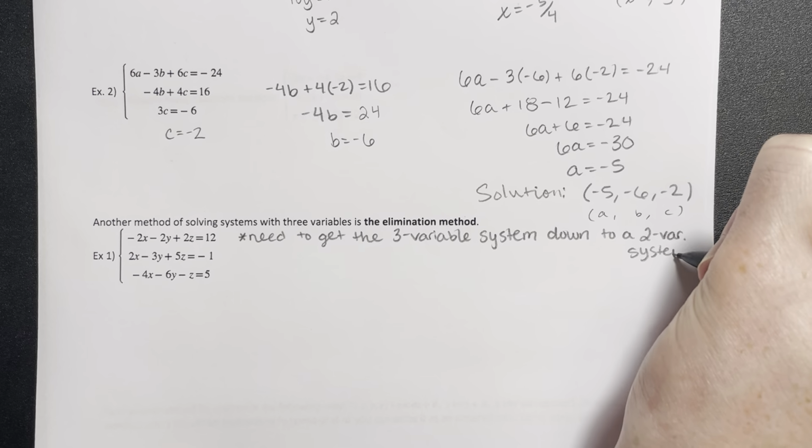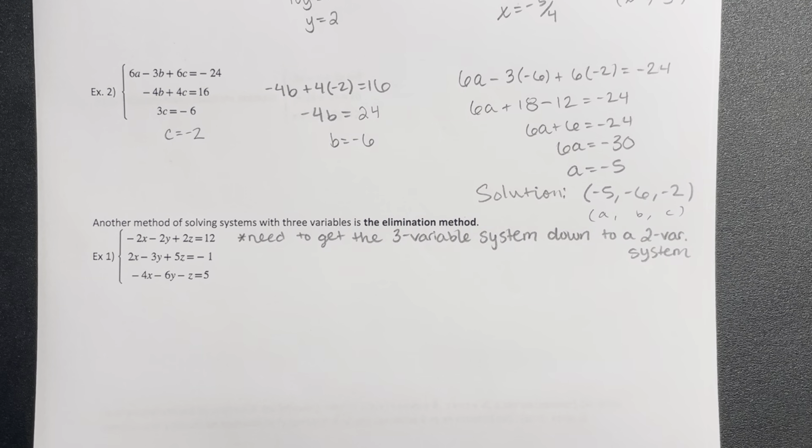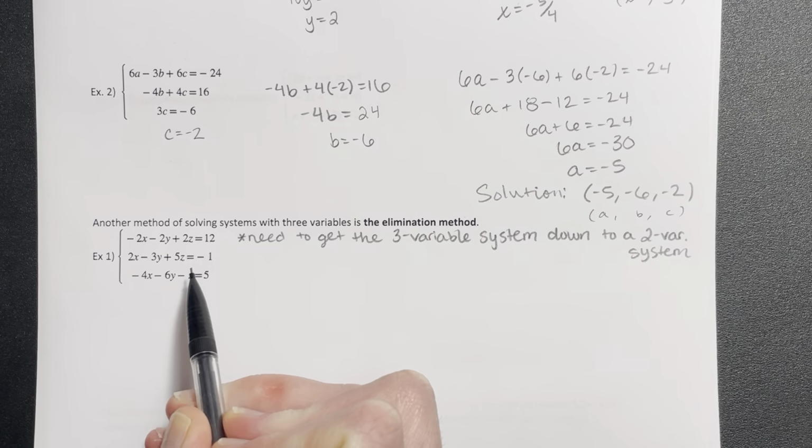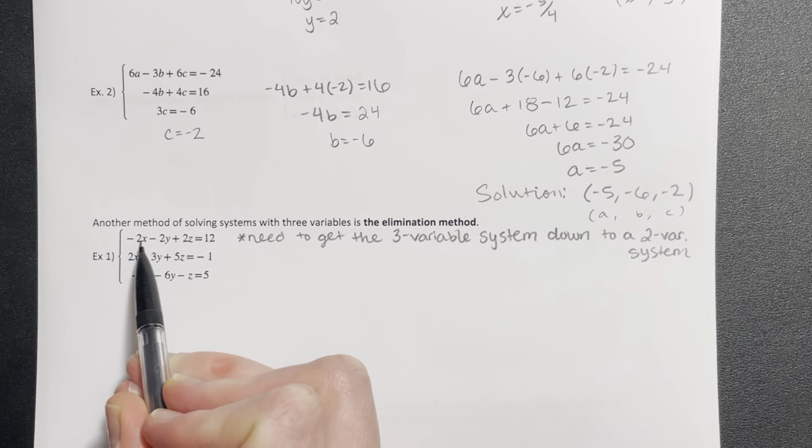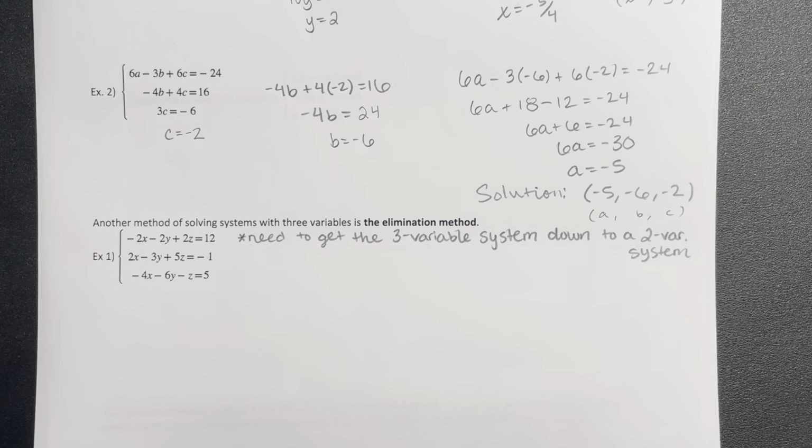All right, so if we want a two variable system, that would mean we have two equations with only two variables, and you want them to be both the same variables. That means we're creating two equations that are both x and y, or x and z, or y and z. We can do that with substitution or elimination.